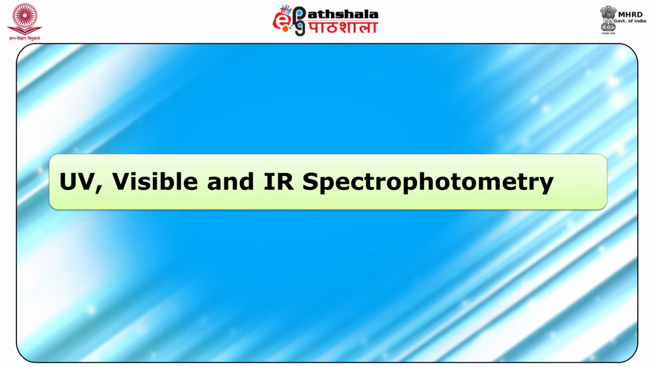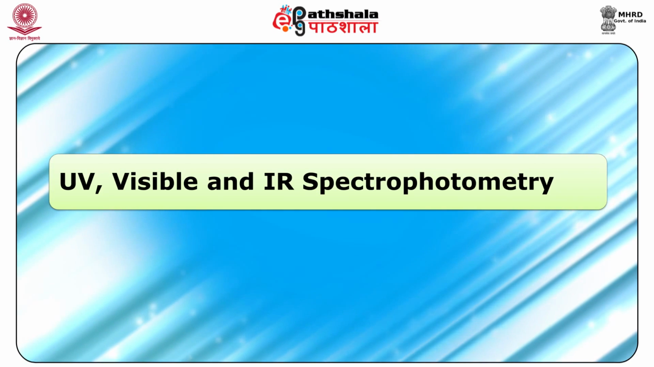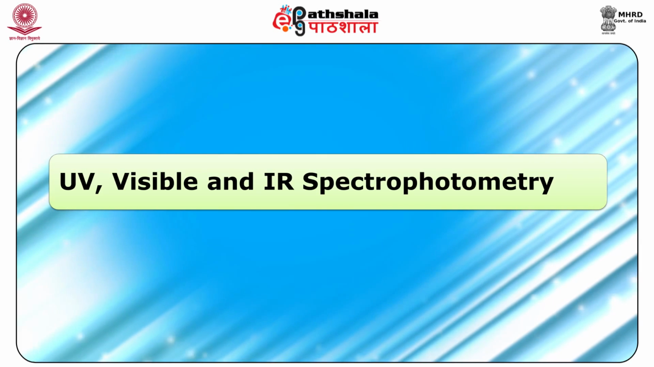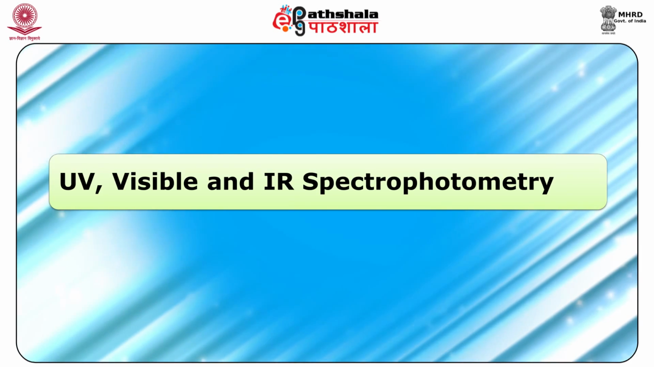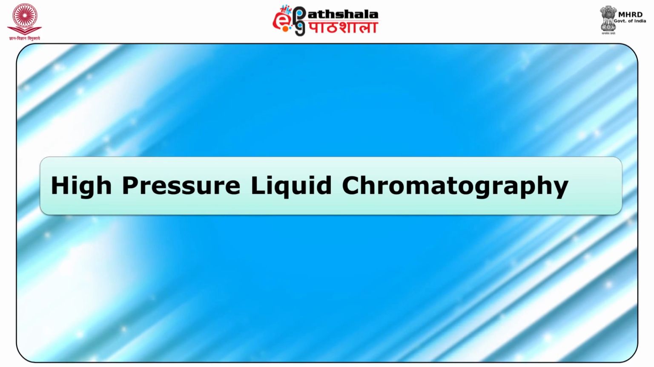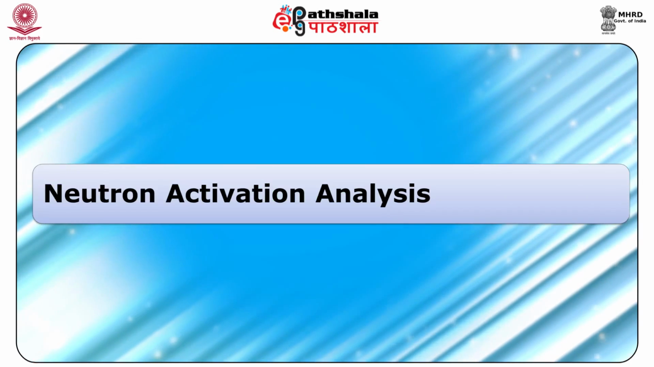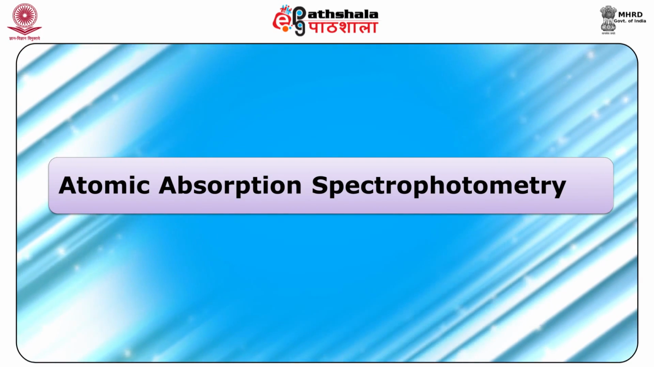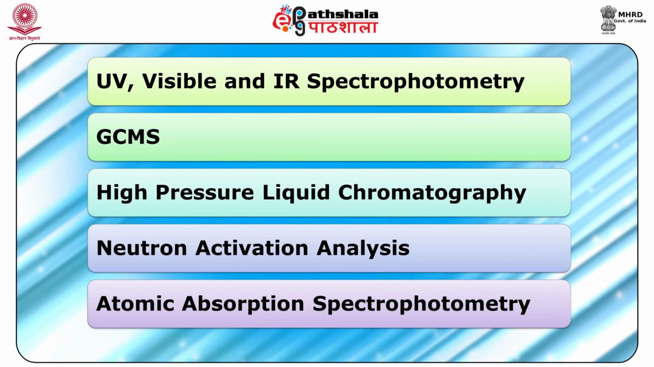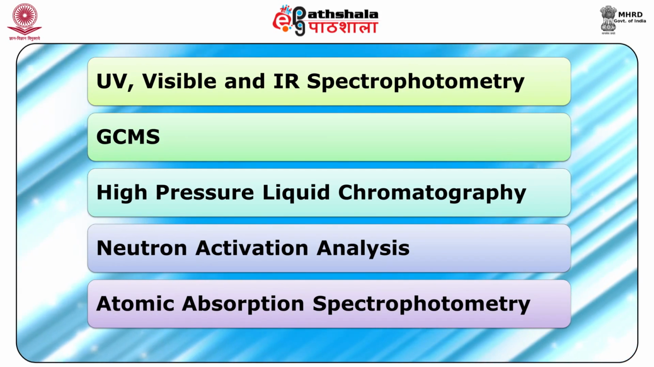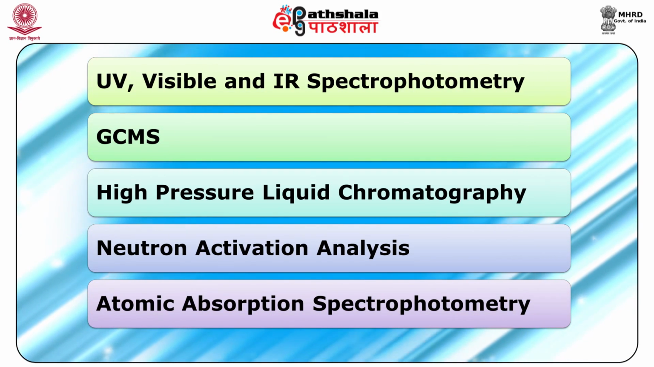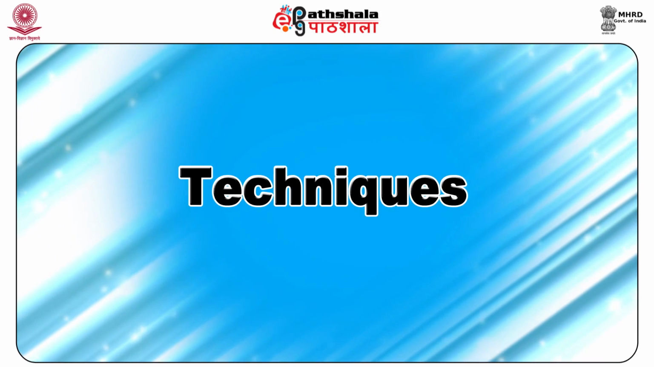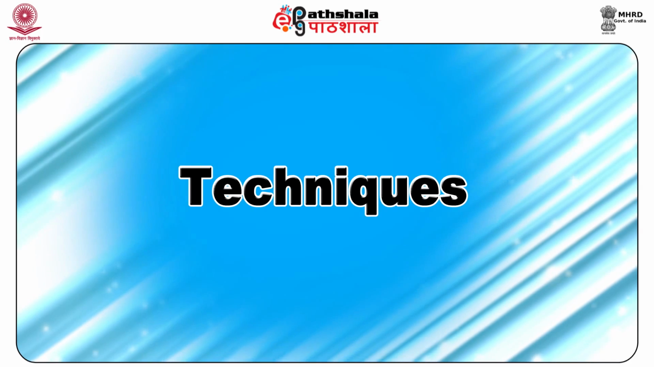A vast range of analytical techniques are generally employed in forensic analysis. These include ultraviolet, visible, and infrared spectrophotometry, GCMS, high pressure liquid chromatography, neutron activation analysis, and atomic absorption spectrophotometry. The choice of technique and instrument to be used depends on the type of sample to be analyzed. Now, let us know about each of these techniques.